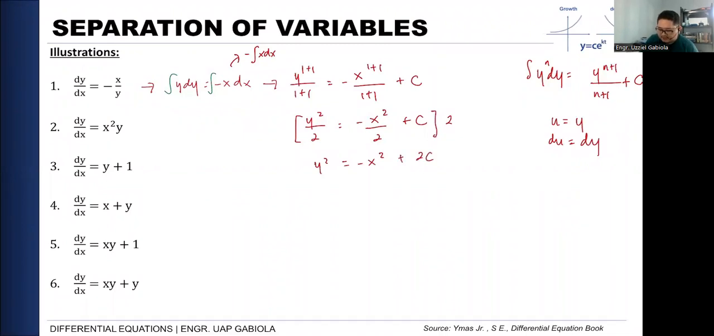Pero since c is any number, no? Any real number existing dun sa equation natin. Si 2c or pag multiply natin ng 2, that is also equivalent sa c lang din, no? Ibig sabihin any number din. So, yung final answer natin can be x squared plus y squared is equals to c. So this will be the final answer for that one.